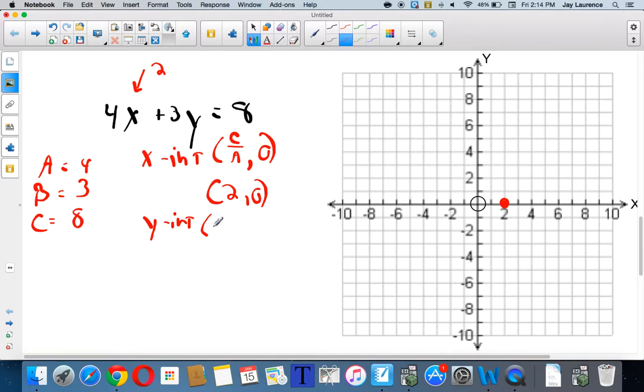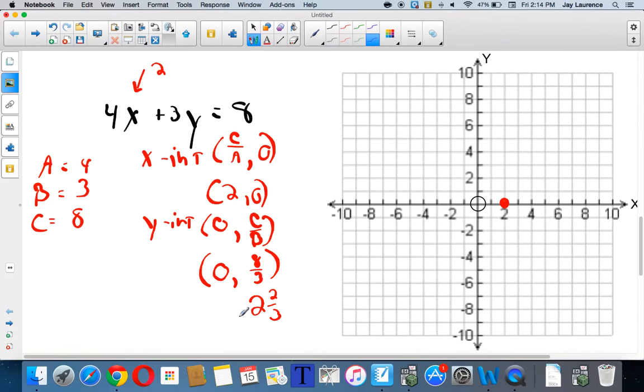is going to be the point 0, c divided by b, like that. So to get my y-intercept, I'm going to get, ugly, 8/3. All right, or if you want, you can turn that into 2 2/3. Still not much better. You know what? I don't think I'm going to graph the y-intercept. I'm going to go ahead and graph my line and see if it crosses at 2 2/3. I'm going to use the y-intercept as a check on this one.